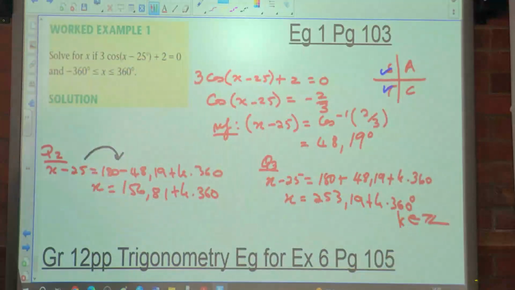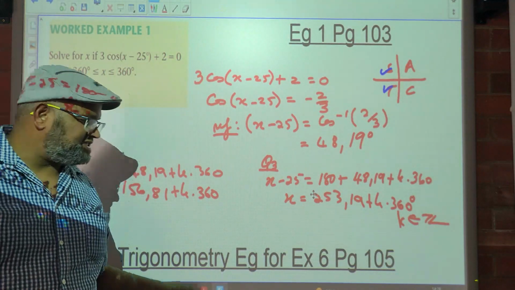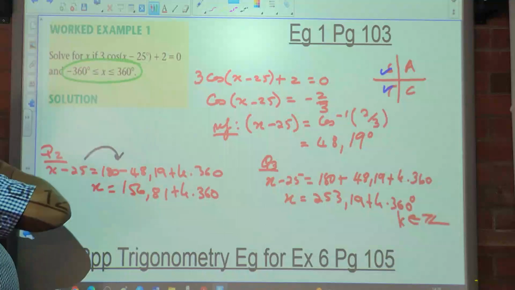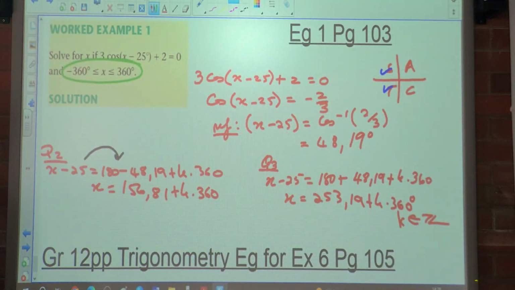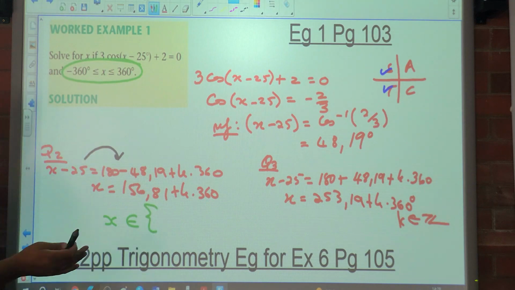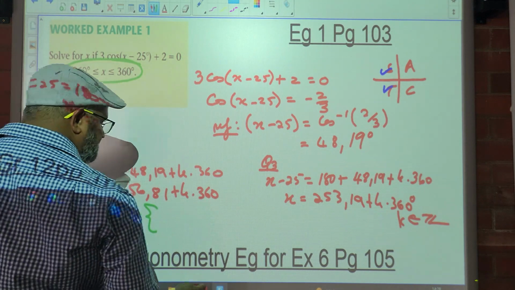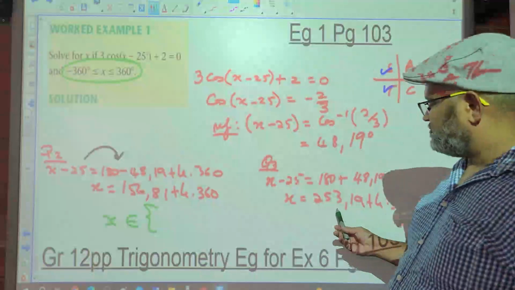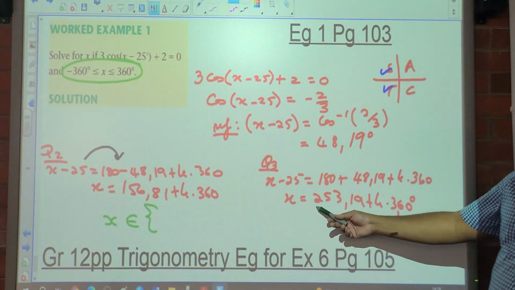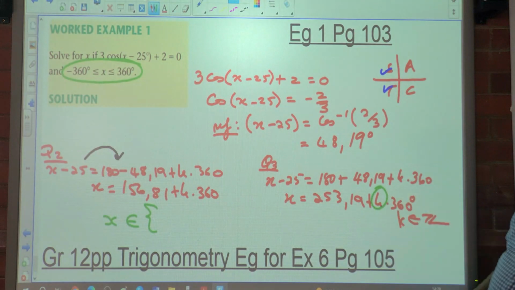But remember, there's a restricted domain here, not so? A restricted domain from negative 360 to 360. So what do I say? x is an element of... and now we need to test. If I'm going to put a 0, since that value is already on the calculator, where I see k, then what are we going to get?